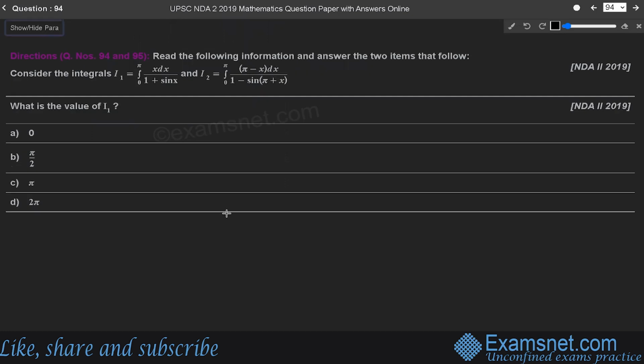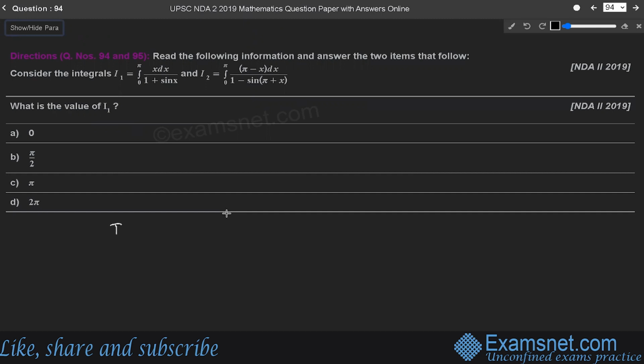Moving on to the next question. Read the following information and answer the two items that follow. Consider the integral I1 is equal to integral 0 to pi x dx upon 1 plus sin x, and I2 is equal to integral 0 to pi minus x upon 1 minus sin pi plus x dx. First part of the question is, what is the value of I1?